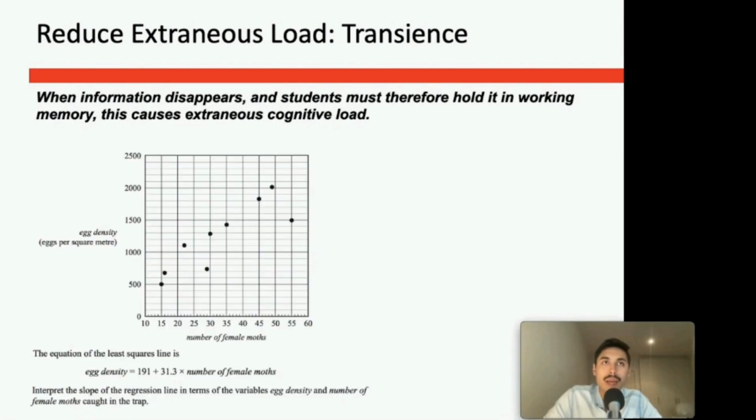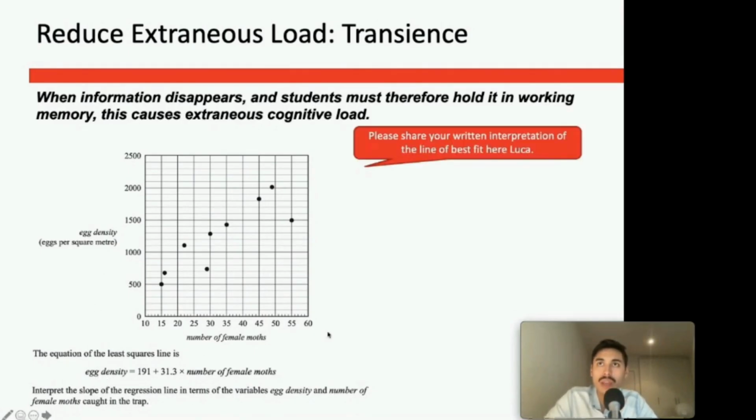Let me give you an example. A question I was doing with students recently in class was this one. The question is, interpret the slope of the regression line, and they're given the regression line here of egg density and number of female moths. We also call it a line of best fit. This was in my year 12 maths class, and I said, all right, use your template, everyone, write it down.